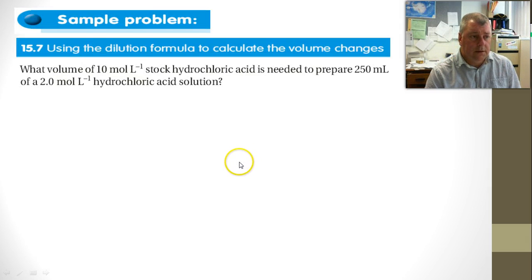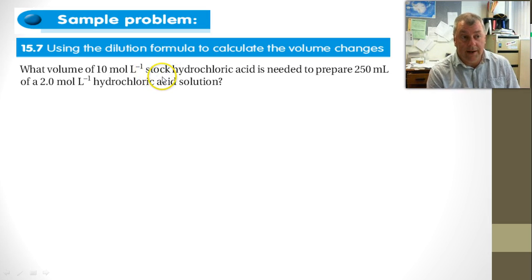Okay, let's do a quick example using the dilution formula to calculate the volume changes. What volume of 10 mole per litre stock hydrochloric acid is needed to prepare 250 millilitres of a 2 mole per litre hydrochloric acid solution? So this stock just means it's the stuff that comes from the factory or we buy in great big bottles. That's all that means. So we're taking concentrated hydrochloric acid and we want to make a solution of weaker hydrochloric acid, and we only want 250 millilitres of it. And so how much of this do we take to make up the rest with water?